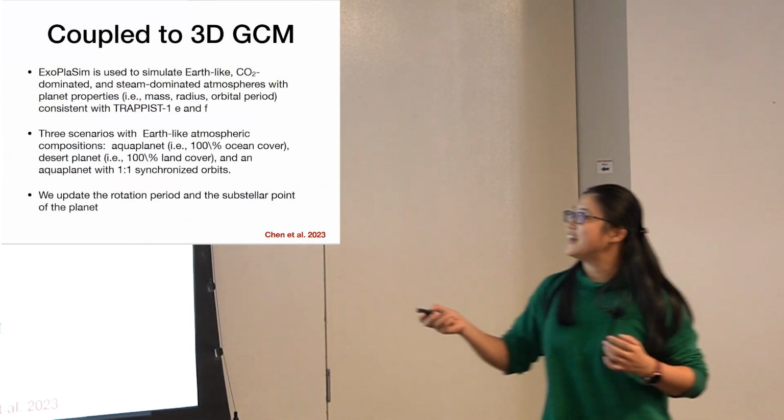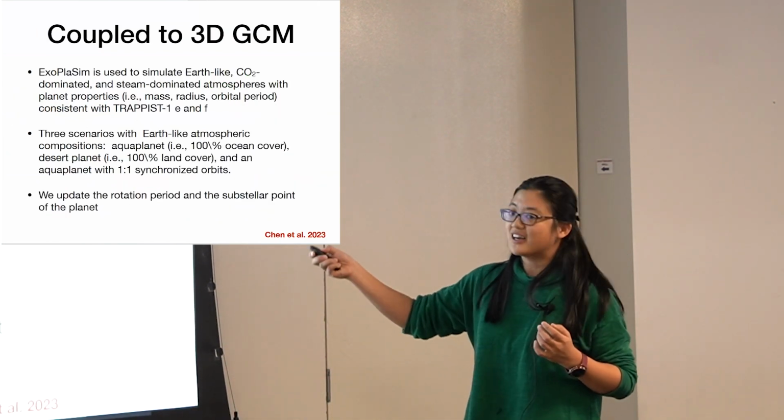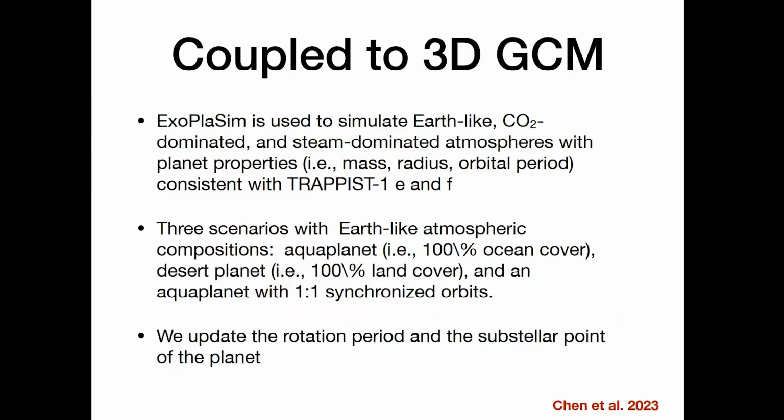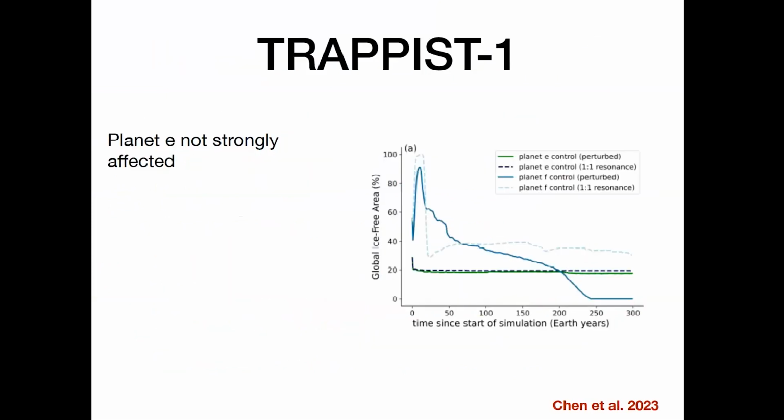What does it actually do to the climate on this planet? So we moved on and included a 3D global climate model to investigate how the chaotic spin variations affect the climate of an Earth-like planet in the habitable zone, that is, planets E and F. And here is the result.